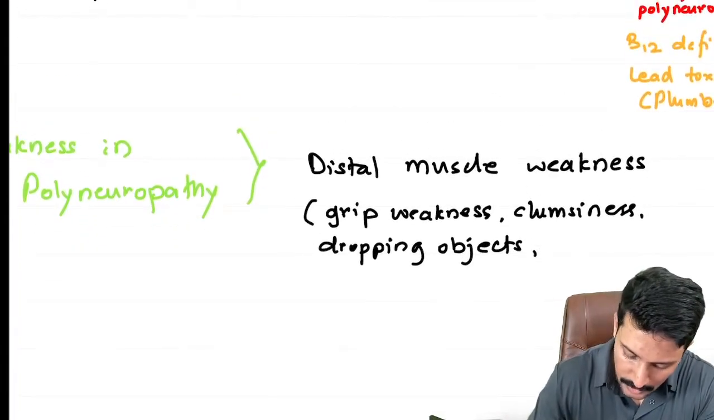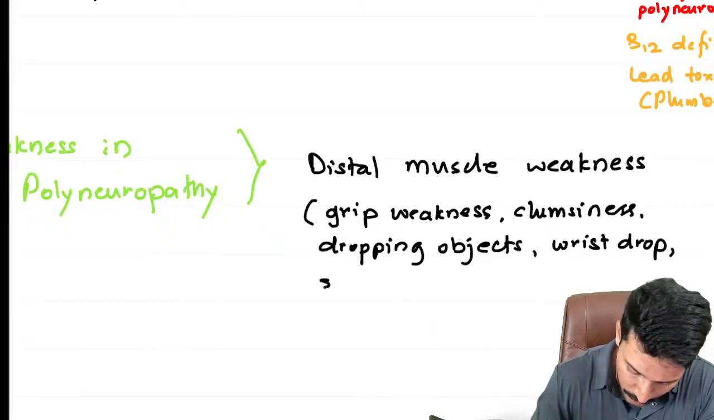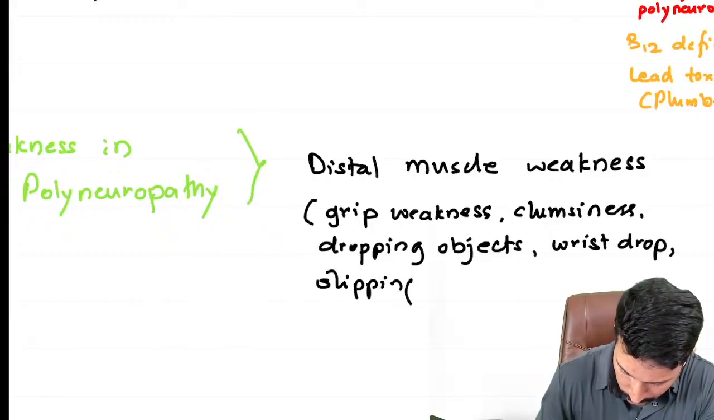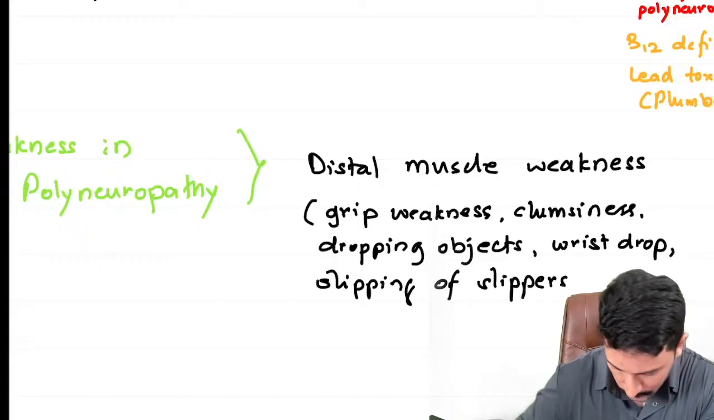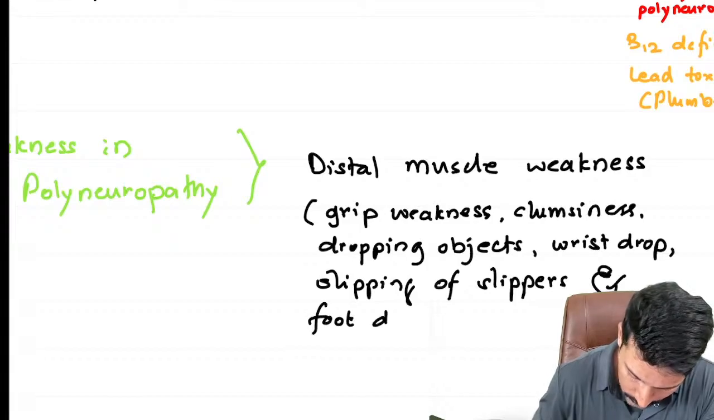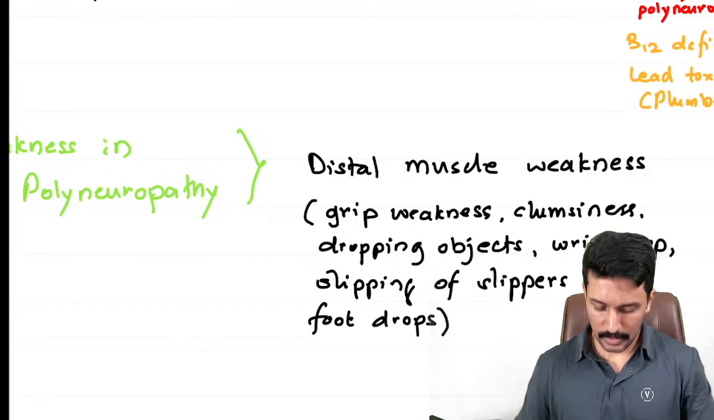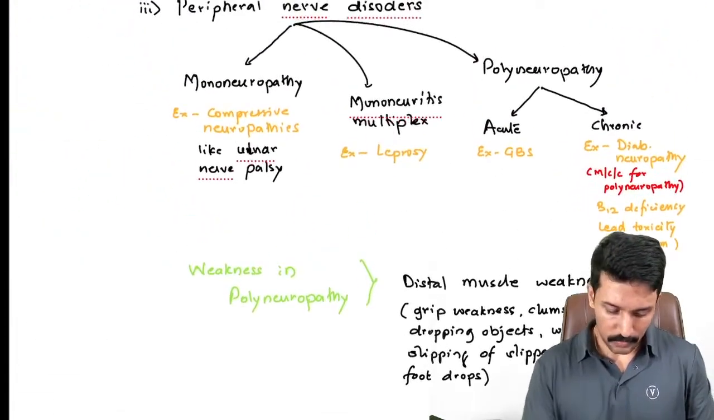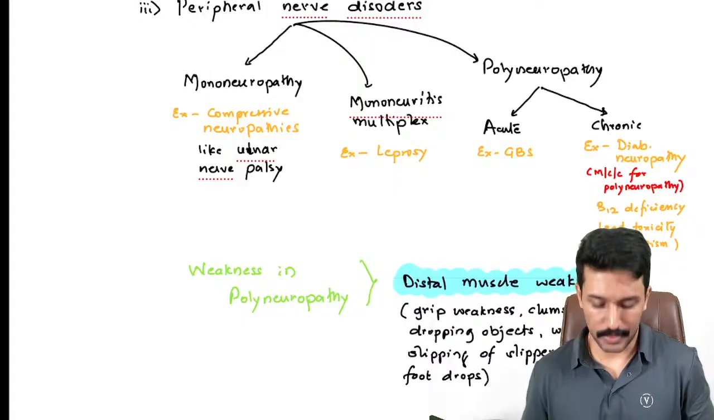Dropping objects, wrist drop, slipping of slippers, and foot drop. These are the usual symptoms of polyneuropathies, right? Distal muscles are the ones which are getting affected first. So they present with classical distal weakness.